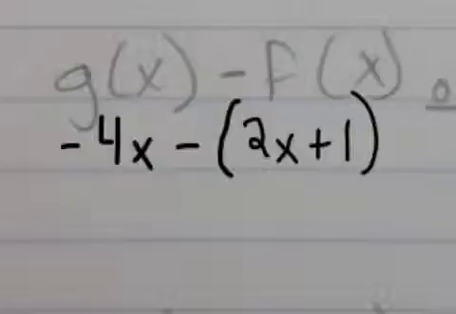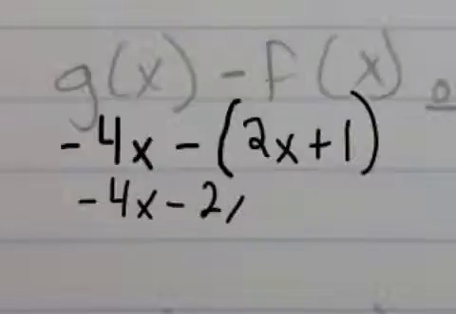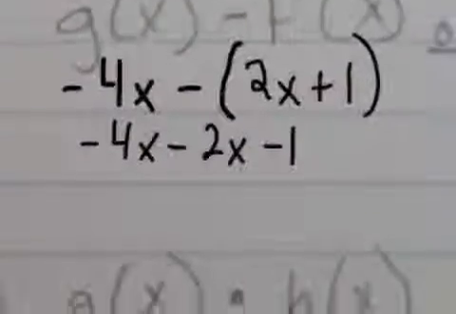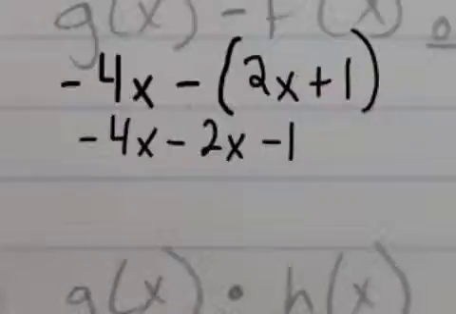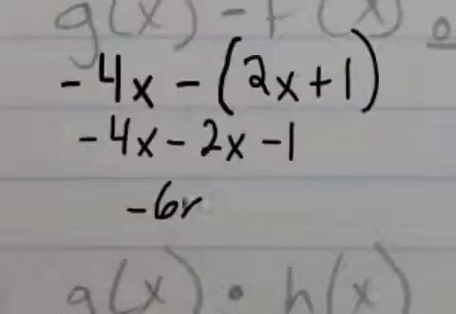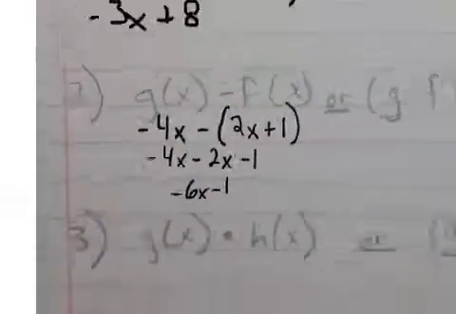So where we're at now is we have to distribute that negative. So there's actually another step here. So we do negative 4x minus 2x minus 1. So we have to distribute that negative through so that we now have negative 4x and negative 2x is negative 6x minus 1. And ladies and gentlemen, that's it. It's that straightforward. All right? So that's the second one. I've got 2 more problems to do real quick.